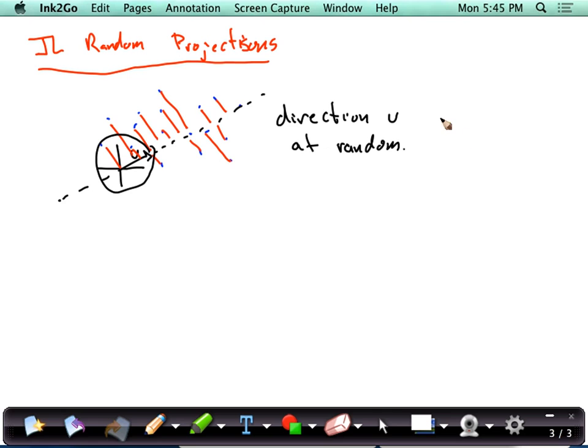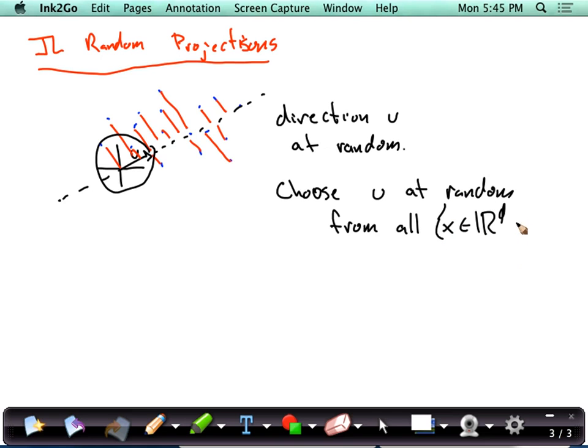So we want to choose u at random from all x in R^d such that the norm of x equals 1. What we're going to do is pick a random vector that's equally distributed in every direction, and then we're going to normalize it. That part is right, but we're not going to restrict it inside of a random ball. That turns out to be hard to do.